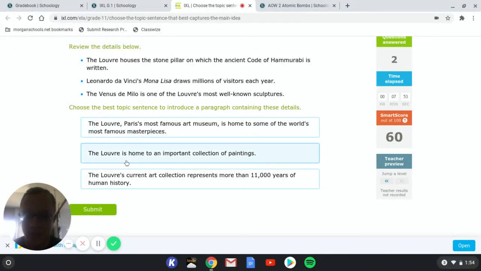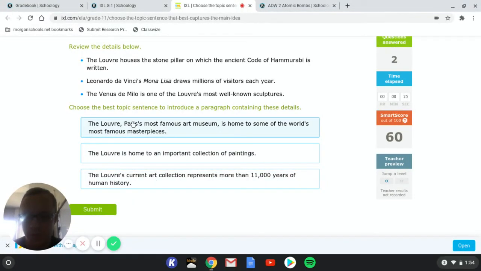Okay, so let's see here. The Louvre is home to an important collection of paintings. Well, we know the Mona Lisa is a painting, but we also have sculptures here, and we got this pillar, right? So we can eliminate that one because that one's only about paintings. Art collection represents more than about 11,000 years of human history. See, that one seems kind of off topic to me, because we're not really talking about 11,000 years of human history, so I don't know that works.